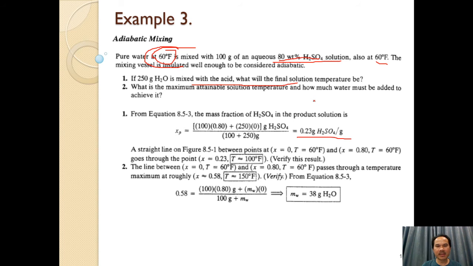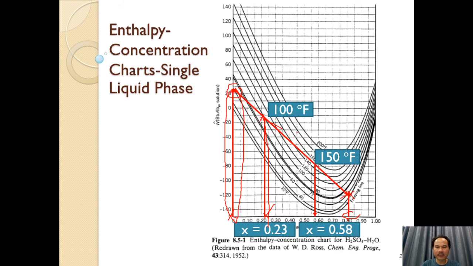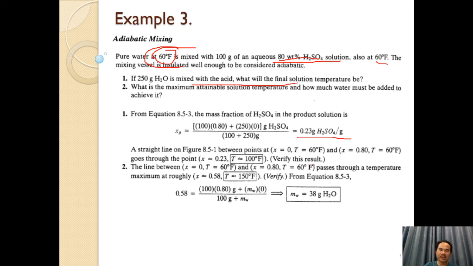And the second question: what is the maximum attainable solution temperature and how much water must be added to achieve it? In this case, okay, the line between 0 and 0.8, 60 and 60, the maximum temperature. The maximum temperature should be in contact with, this is 160, 140. Between 160 and 140, it should be 150. The temperature is about 150.